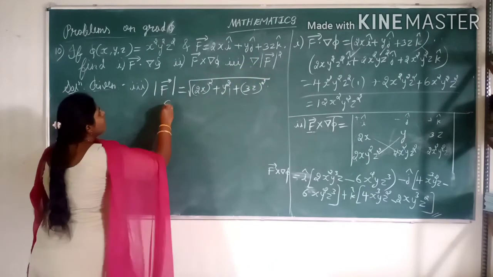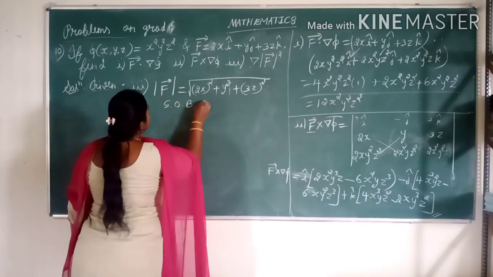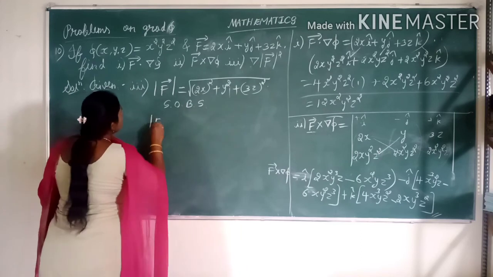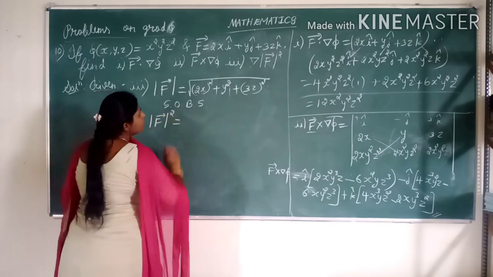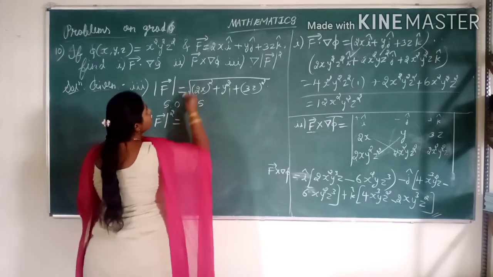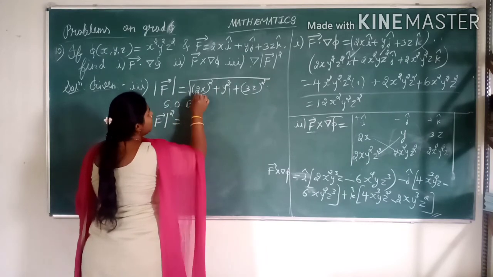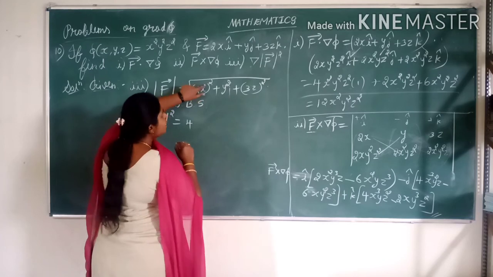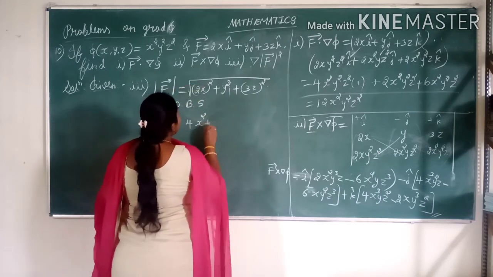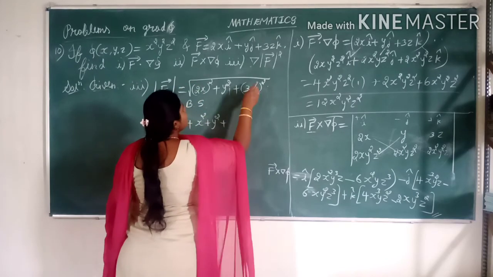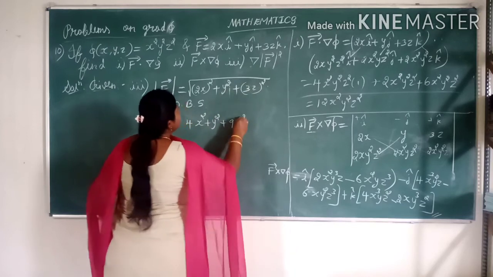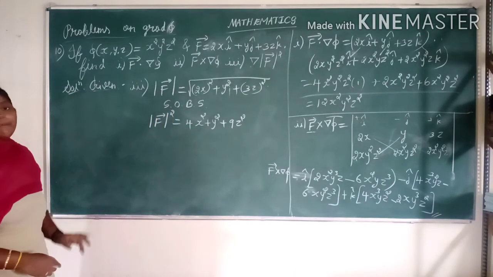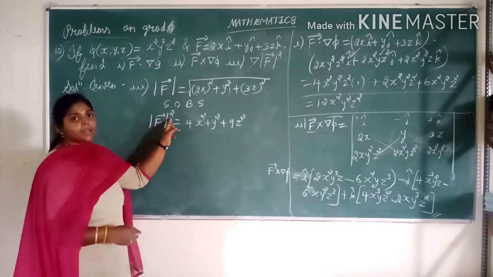That's right. Squaring on both sides, we get modulus of vector f whole square is equals to square and square root will get cancelled. What is the remaining? 2x whole square. Just simplify. 2x whole square, 2 square is 4 into x square plus y square. Then 3z whole square is 9 into z square. This is the grad of f, modulus of vector f whole square.